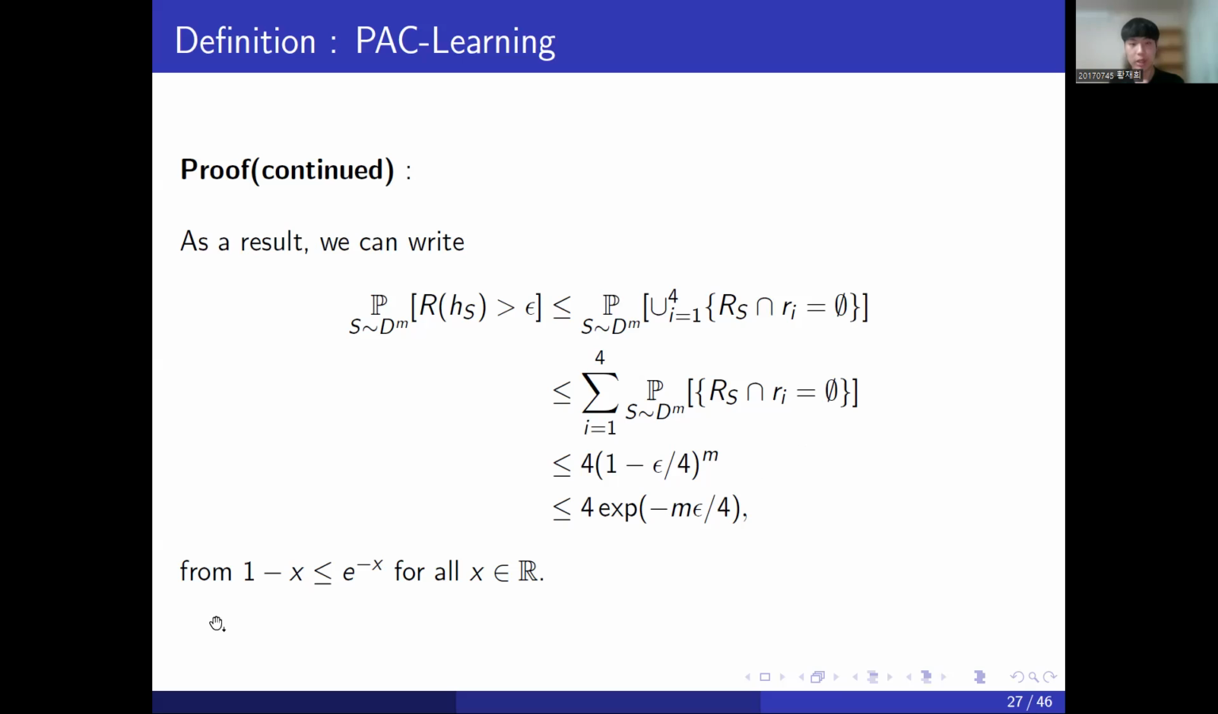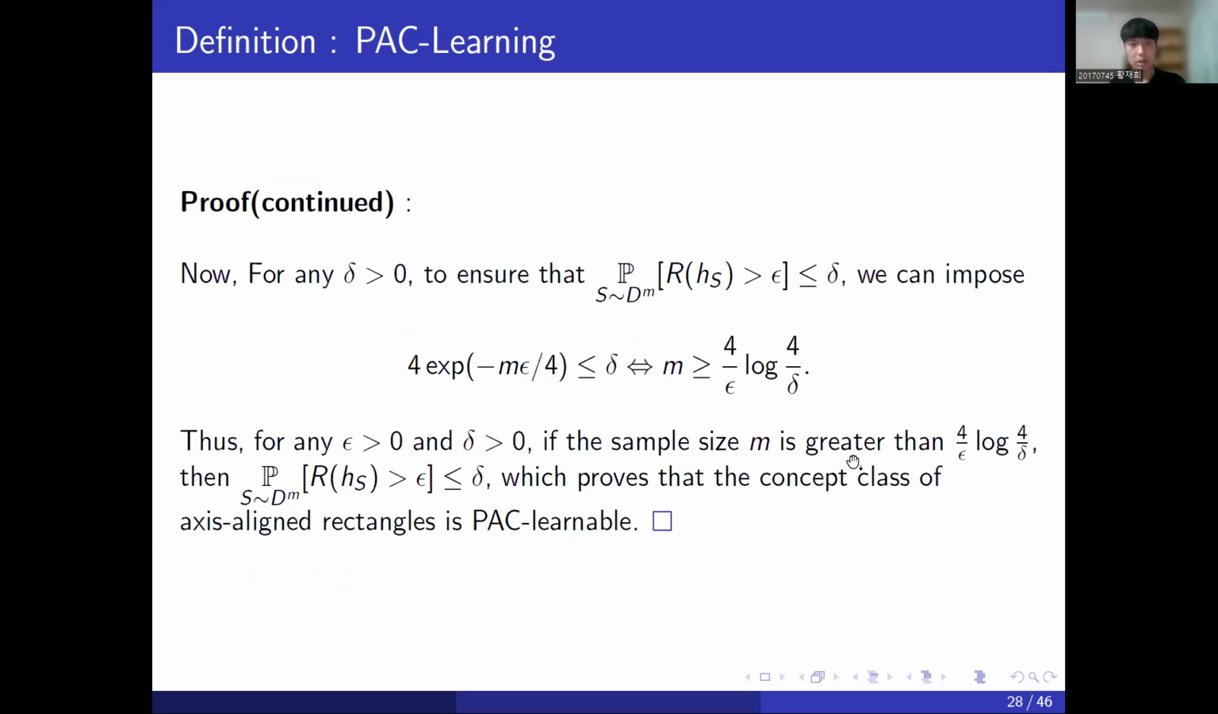And by this inequality, this can be proven by easy calculus. You know, this term is less than or equal to this term. Now, for any positive delta, to ensure that the probability of error is less than or equal to delta, we can impose that this equation is logically equivalent to this equation with easy algebra. Thus, for any positive epsilon and delta, if the sample size m is greater than this, then this probability is less than delta.